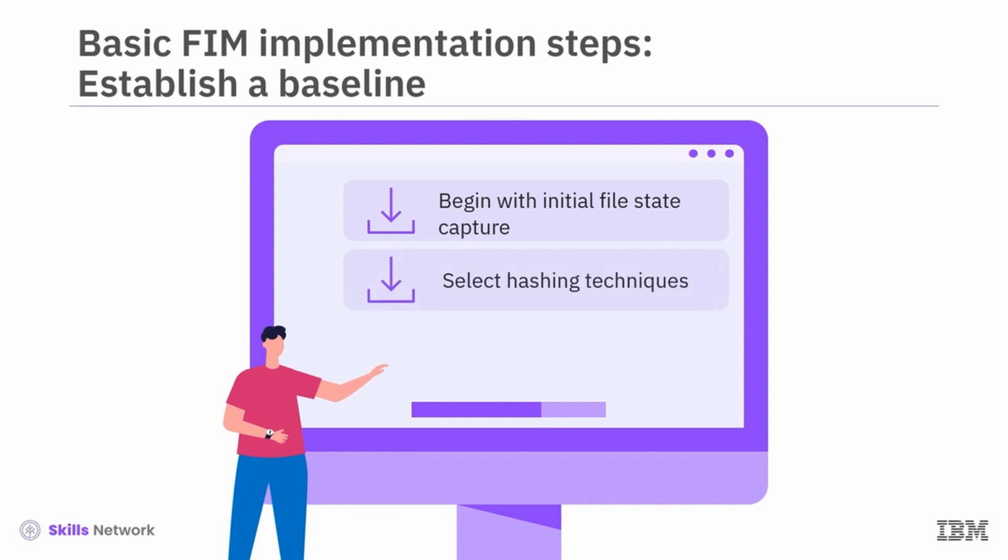Next, select your hashing techniques. FIMs use hashing algorithms, such as MD5, SHA-1 and SHA-256, to create unique file identifiers. These hashes help accurately detect file changes. Each file's hash value is compared against its baseline hash to detect alterations.